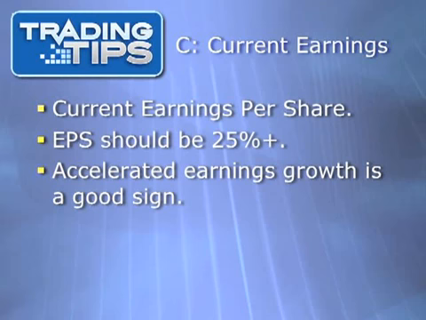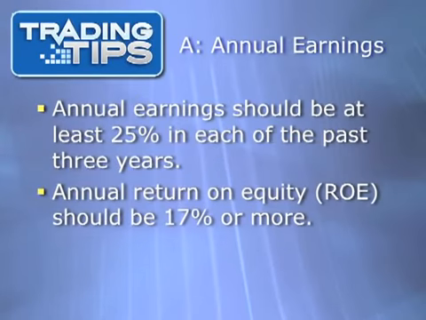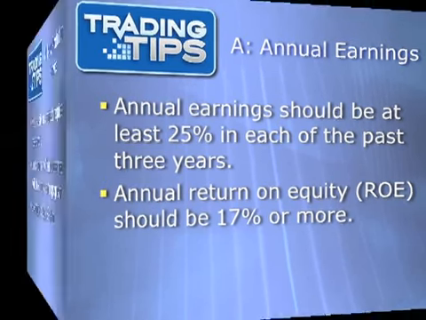Okay, so first we have C, which stands for current earnings. This is growth in current earnings per share, which should be at least 25% year over year. Additionally, it's a good sign if earnings growth is accelerating in recent quarters. A stands for annual earnings growth. This should be at least 25% in each of the past 3 years. Annual return on equity should also be 17% or more.